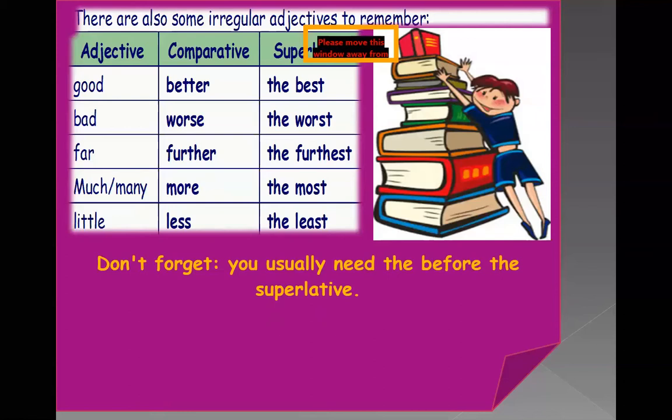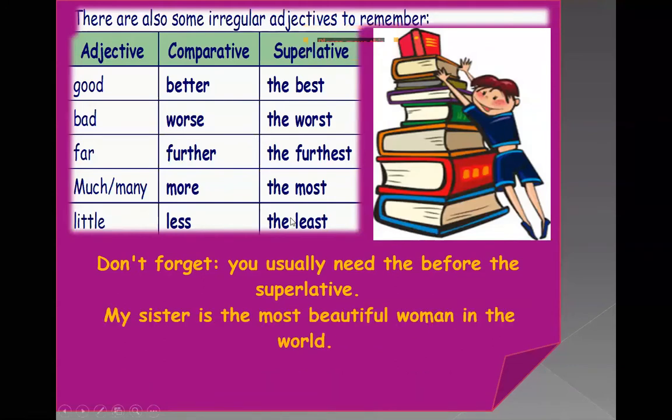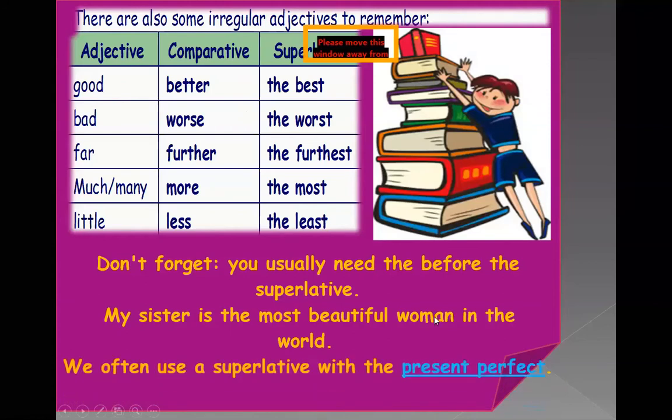Don't forget that we use the before the superlative, like this example: My sister is the most beautiful woman in the world. Also, we use in or of with the superlative, in the world or of the world. So the superlative is the plus est, or the most, plus in or of. Okay. I'm going to send you the PowerPoint of this lesson after the session ends.